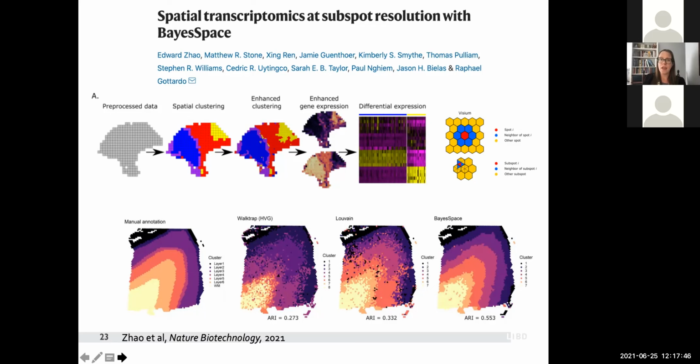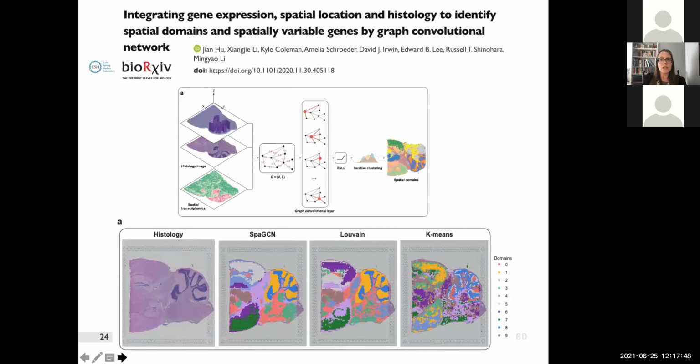histological data. However, a tool from the Lee lab called SpaGCN has focused on integrating gene expression, spatial location, and histology to identify spatial domains as well as spatially variable genes. So SpaGCN starts from integrating gene expression, spatial location, and histology information using a graph convolutional network, then separates spots into different spatial domains using unsupervised iterative clustering.